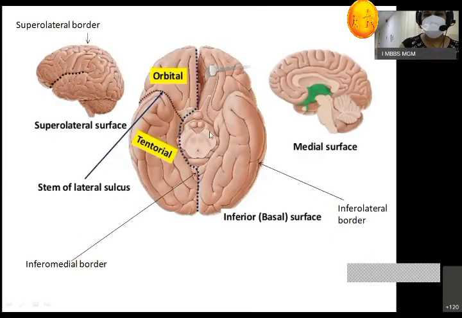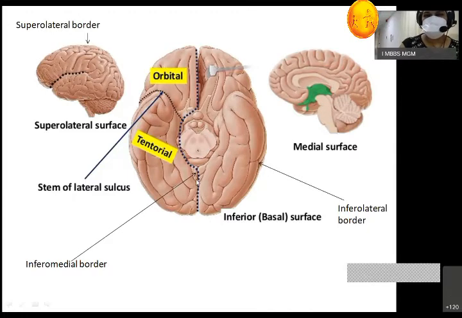In this diagram, you are able to see all three surfaces. This is the superolateral surface, and this is the superomedial border. Then this is the medial surface. This is the corpus callosum. I already told you this is the connection between the two cerebral hemispheres. And this is the inferior surface.